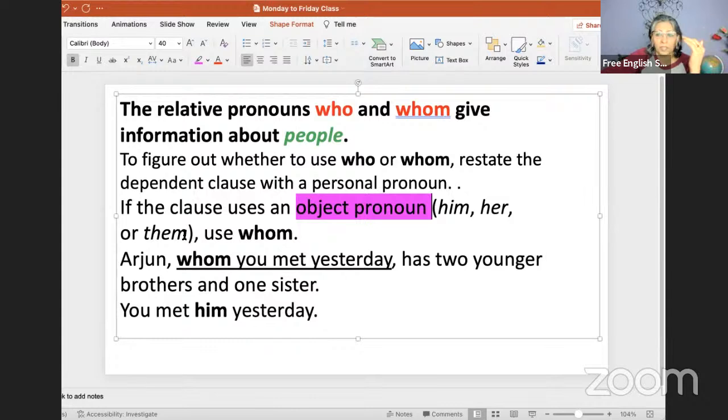It doesn't matter if it's only women or men, or a boy and a girl, or a man and a woman, or a man and a boy, right? It doesn't matter. For any gender we use them, right? So singular boy or man, him; singular woman or girl, her; and them is for the plural form, right? So but object, now where does whom go? With object pronouns.